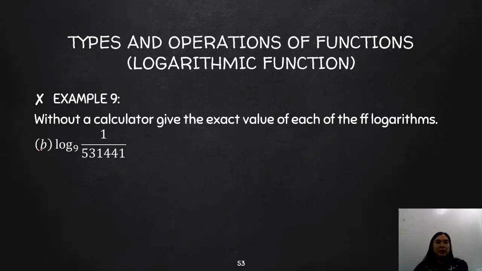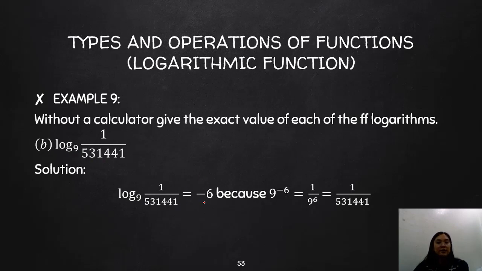So let's take a look at the next example. Log of 1 all over 531,441 to the base 9 will give you, diba, negative 6 because 9 raised to negative 6 is equivalent to 1 over 9 raised to 6, or this is simply this one. So the answer is negative 6. Or you could just use your calculator. I'm just showing you na sometimes evaluating is easier when you convert it into exponential form, and sometimes it's easier when you convert it into logarithmic form.